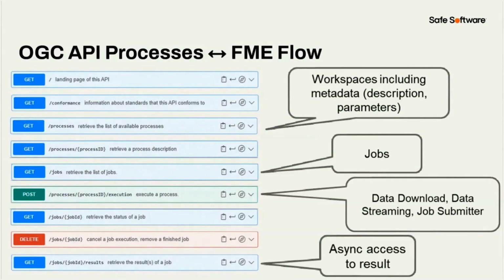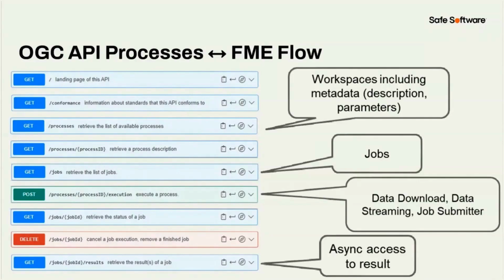And in the FME world, of course, this is just workspaces, right? So we have the description and parameters of all the workspaces that we need, and we can access all of them, but we can also query for individual processes. We also have an endpoint for jobs, which means we can list already executed jobs, which is exactly the same as in FME. We have an endpoint to execute individual processes, which is a POST endpoint.